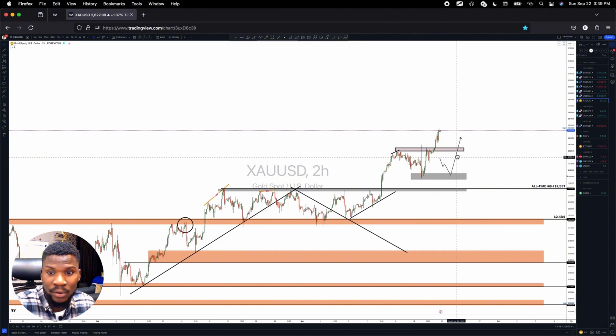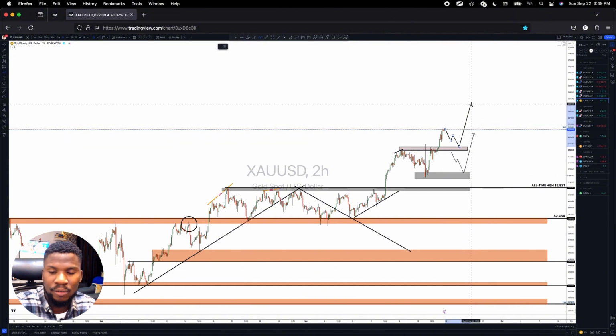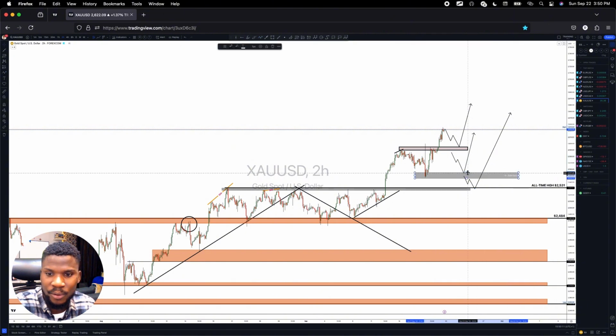So for me right now, I'm still looking for a retest of this particular demand zone. Or secondly, if it can't come here, I will look for an entry right there. And lastly, it will give me more joy if I can see gold right at the bottom here. So those are the three areas I'm looking to buy gold from. First, at this particular structure, this demand zone. Secondly, at this major break, the previous all-time high break.